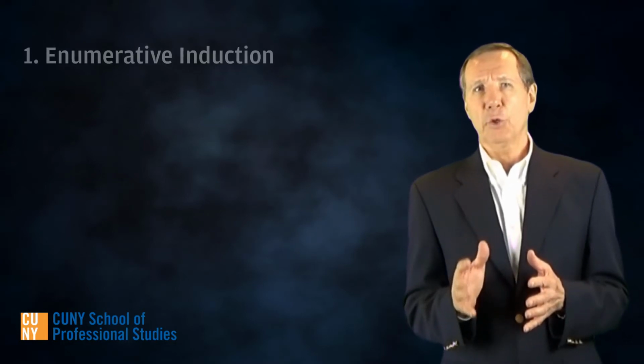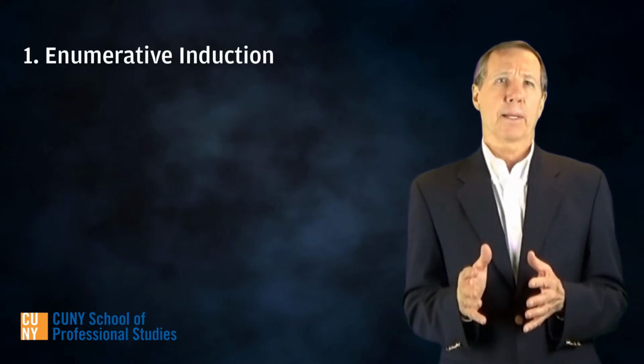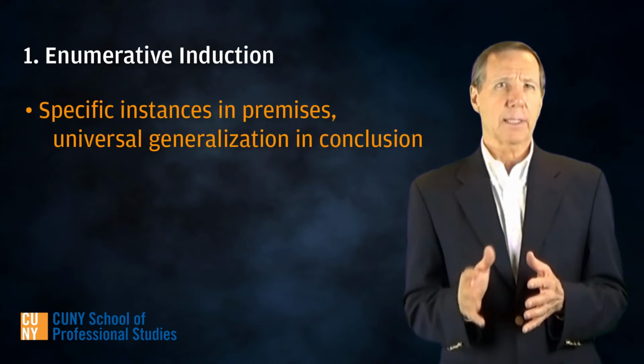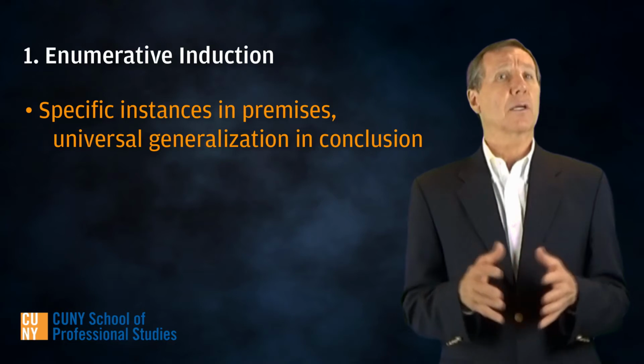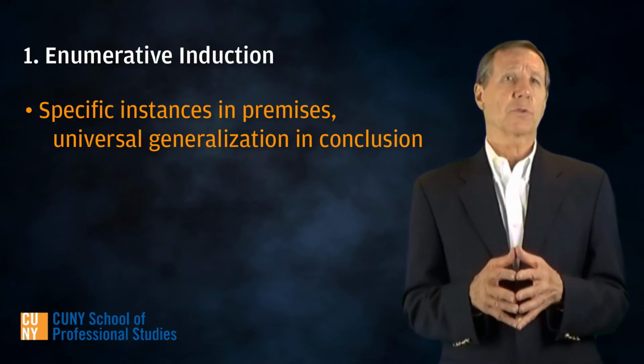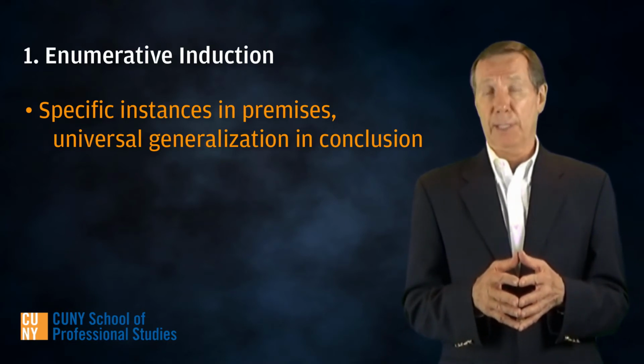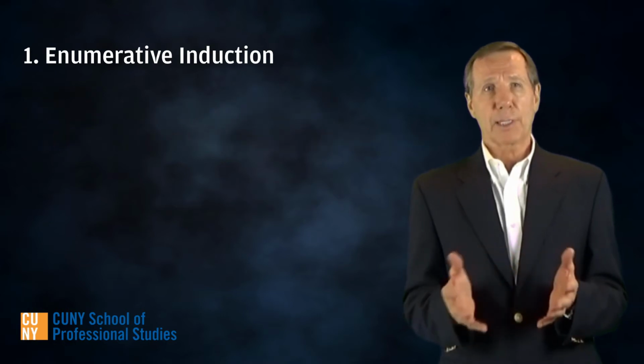Let me describe the patterns of inductive inference we'll be studying, along with an example of each. In an enumerative induction, we look at specific instances, noting their characteristics, and then conclude with a universal generalization about the instances. Here's an example from astronomy.